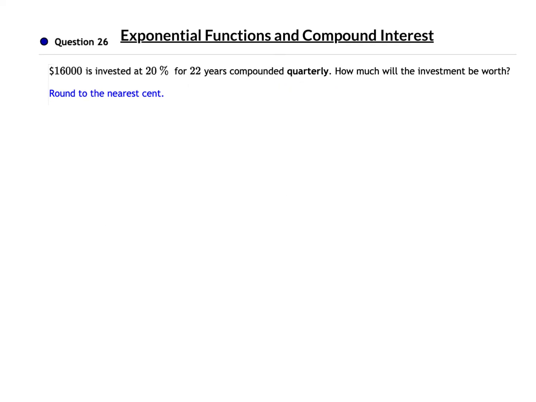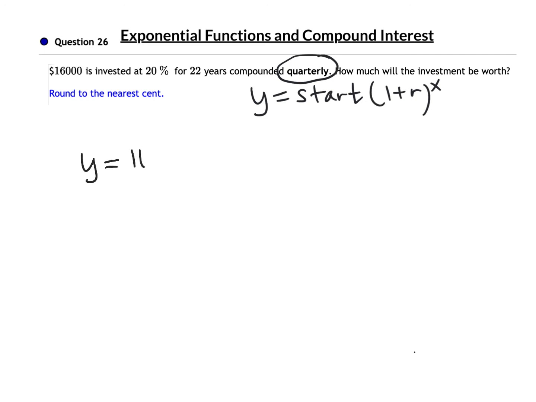Question 26. We will take our standard form of an exponential equation, y equal to start times 1 plus r to the power of x, and we will modify it for compounding quarterly. Y equal to start is 16,000 is what we're beginning with. It's invested at 20%. That's 1 plus 0.20 or 0.2. It's quarterly, so you will get money 4 times a year. We would divide it by 4. Going to the power of 4 just gives you 1 year.